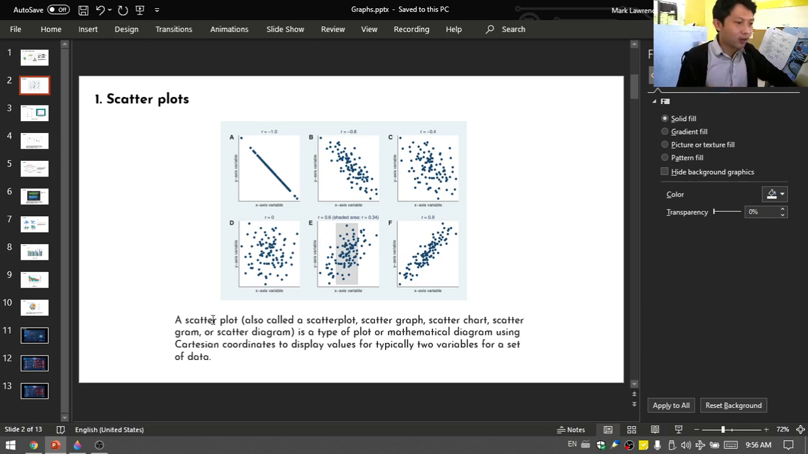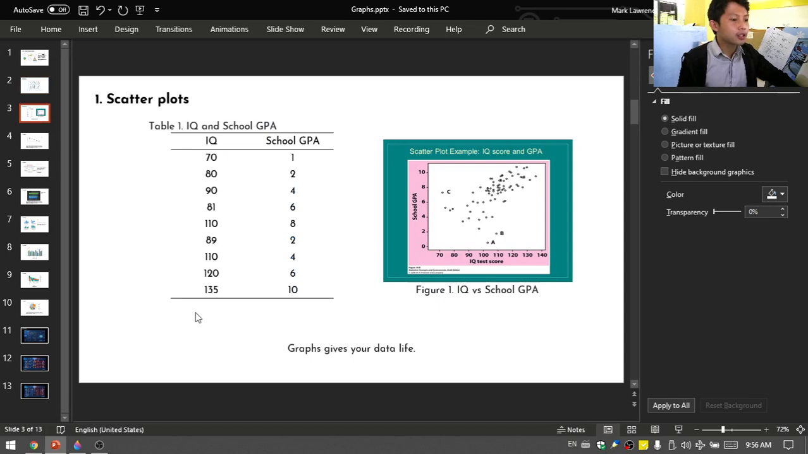So a scatter plot, also known as a scatter graph, scatter chart, scattergram, or scatter diagram, is a type of plot or mathematical diagram using Cartesian coordinates, so that's x and y coordinates, to display values for typically two variables for a set of data. So it's going to be an x versus y graph. For example, this one.